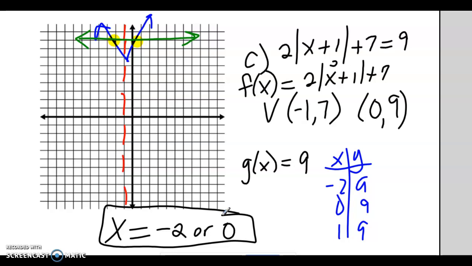Okay, let's put this away. This is for your notes. Let's go to yesterday's assignment. Let's take a look at number 14. I'll do that with you all.